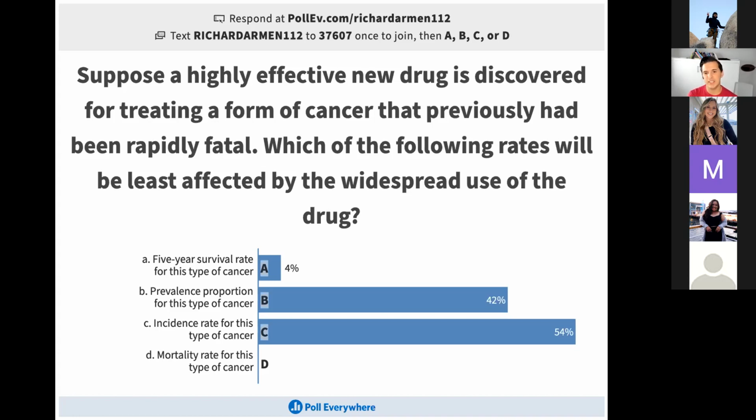So we would expect to see the incidence rate to largely remain the same in the population, because we haven't done anything, at least in this scenario, to change the rate of new development of this particular cancer. So the incidence rate would be least affected by a new treatment, because that treatment has to do with once people already have it, and incidence rate is our risk of disease, that development of new disease. So again, this is thinking through what affects prevalence, what affects incidence. So make sure you're going through those slides to look at those.